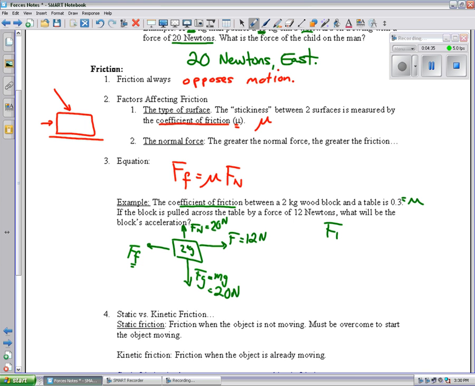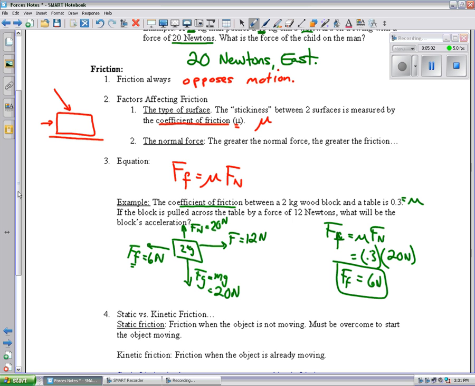So we're going to find the force of friction using this new equation. The mu is given as 0.3, and the Fn is 20 newtons. And when we multiply that together, we're going to get a force of friction of 6 newtons. So now I can put that right on here. So this is going to be 6 newtons for the force of friction.